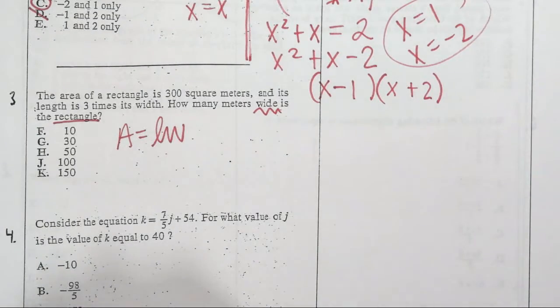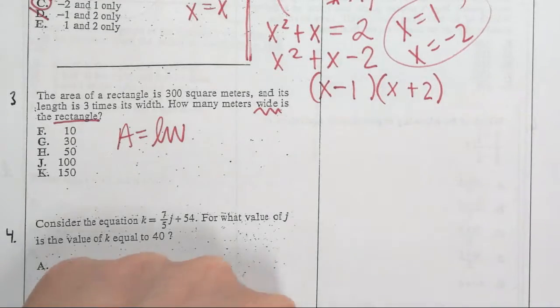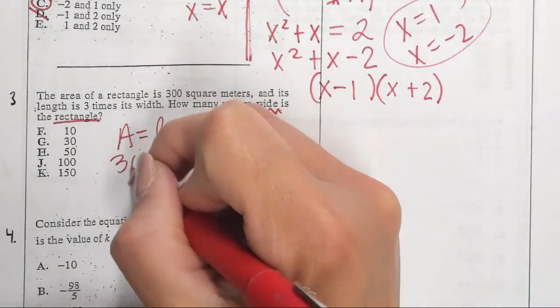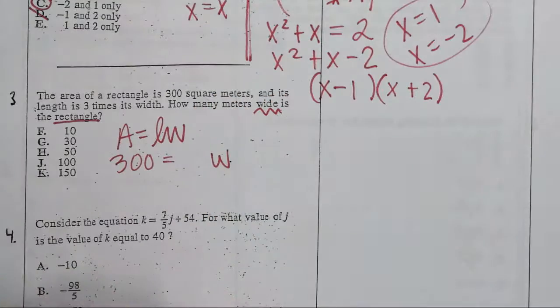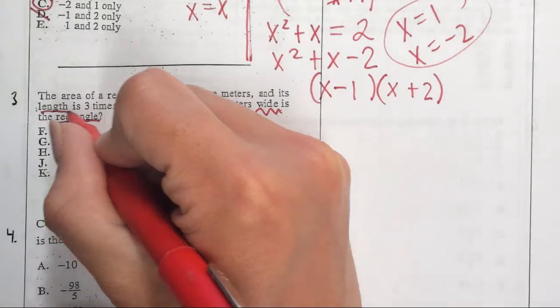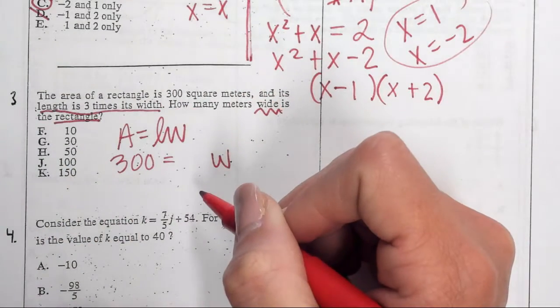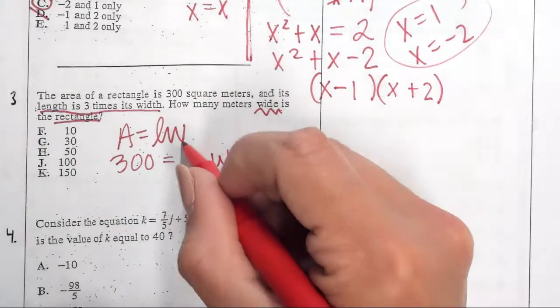Okay, so they give us the area is 300. That means I can replace what with 300? All right, we don't know the width, obviously. That's what we're trying to solve for. What do we know about the length? It's 3 times. Good, the length is 3 times the width. So what could I put in for W? Or excuse me, for L?